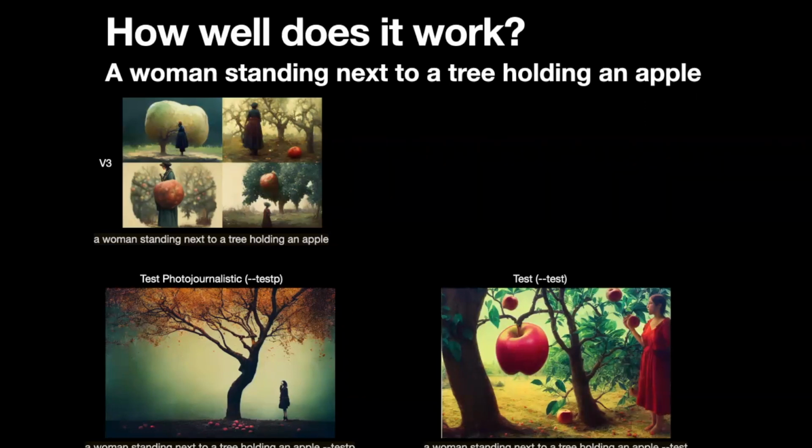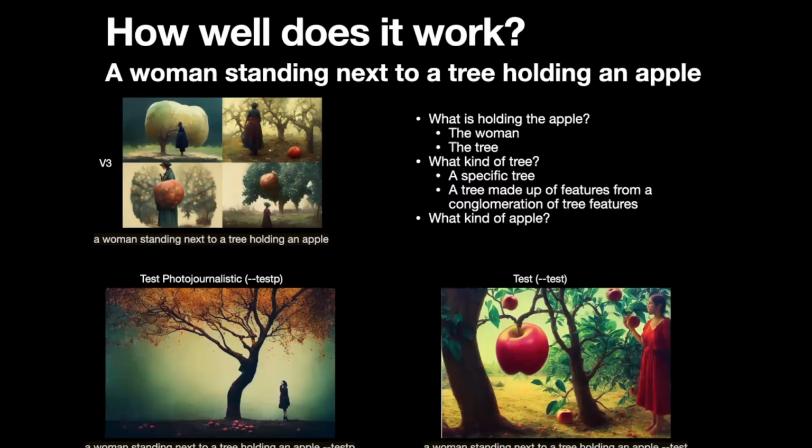But what you have to understand is how it is parsing that sentence. When I say a woman standing next to a tree holding an apple, who's holding the apple? The woman or the tree? What kind of a tree is it? Is it a specific tree or not? And what kind of an apple? So the more specifics you give it, the closer it's going to be able to understand what you're talking about.